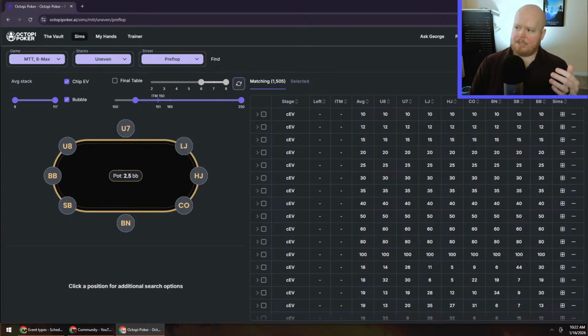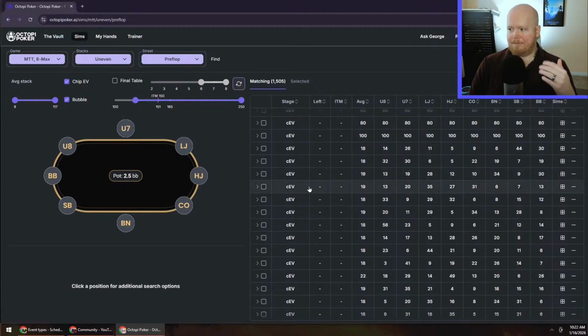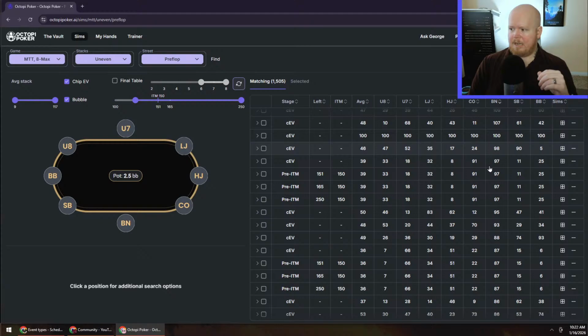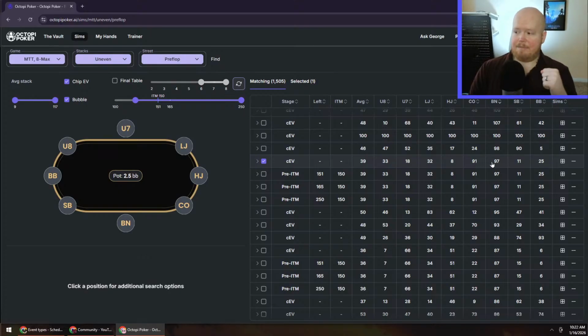So I'm going to reset this view right here, and we're going to look for some sims where we have a big stack versus big stack dynamic going on. And the best example that I have in the database, I'm not sure if this was one of the ones that we looked at last time or not, but the best example in our sim library here is this one, where we've got 91 big blinds in the cutoff and 97 on the button, right?